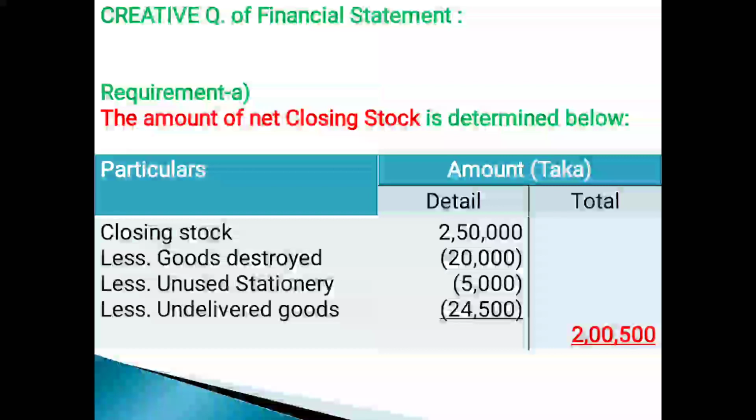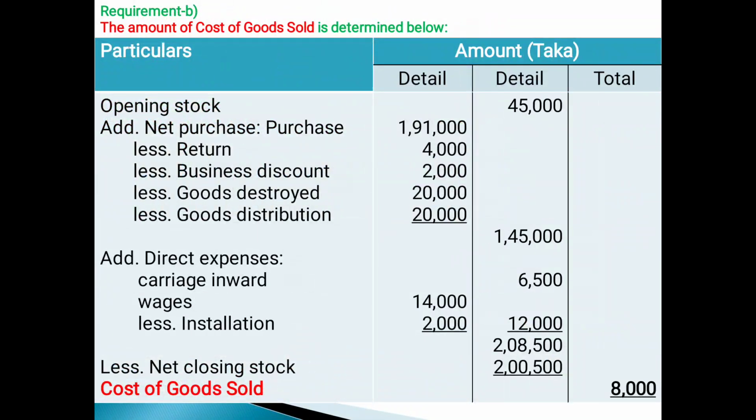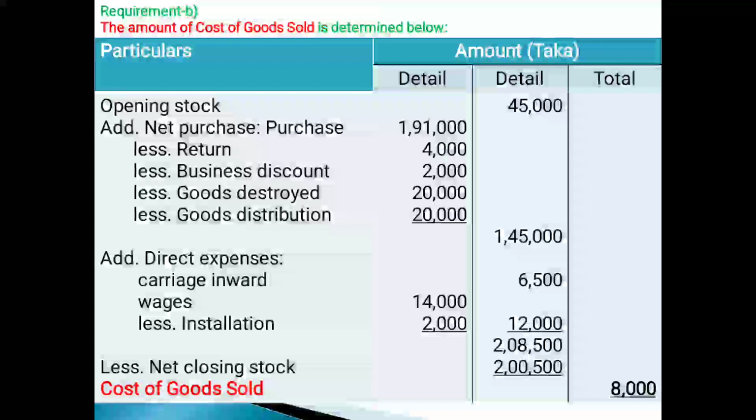Now we can go for the solution of requirement B. The amount of cost of goods sold is determined below. Totally 4 items or 4 heads are available for calculating the cost of goods sold amount. At first you have to write opening stock and then add net purchase, and the third one is direct expenses, and the fourth one is less closing stock.